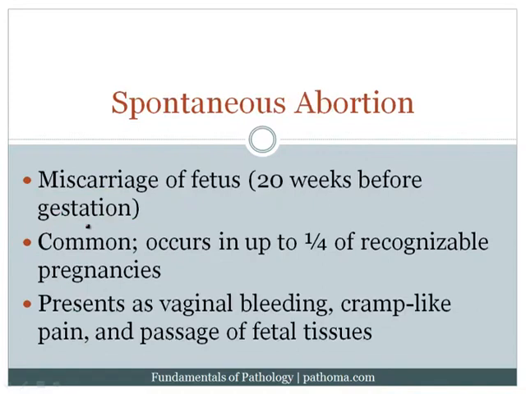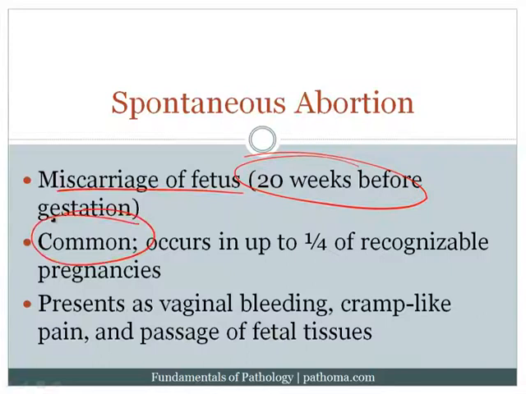Another possible disorder of gestation is called a spontaneous abortion. This is where there's a miscarriage of the fetus, usually 20 weeks before gestation. So at 20 weeks or before, and so that would be a spontaneous abortion. Now, what we should recognize is that this is relatively common, so that's one point. And another point is that it is recognizable in up to 1/4 of pregnancies. So that's how common it actually is.